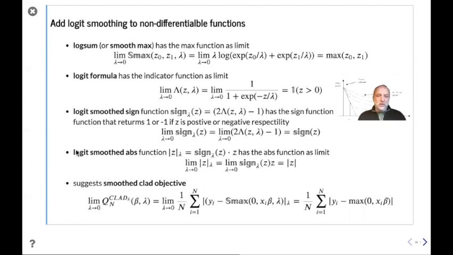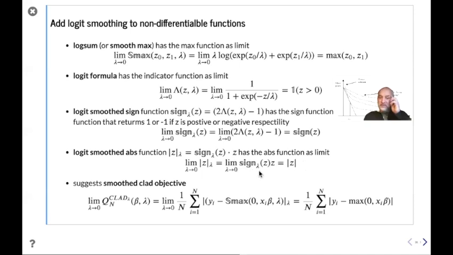Okay, so then we have the smooth abs operator. Well, that's just the sign operator times the value, right? The sign operator returns -1 if x is negative, so you have -1 times z, and that -1 cancels the negative value, and you get a positive value. And if z is positive to begin with, then the sign operator returns 1, and 1 times z is still z. You get the absolute value.